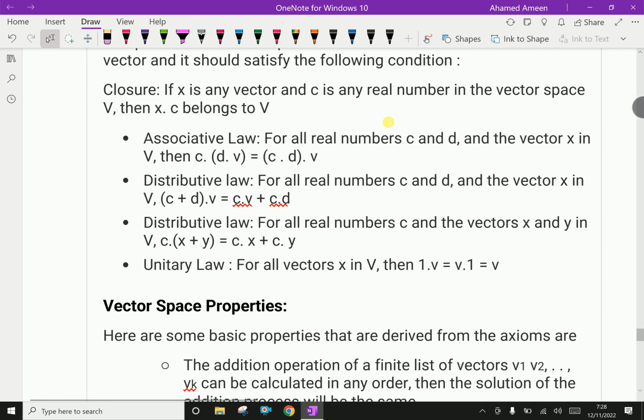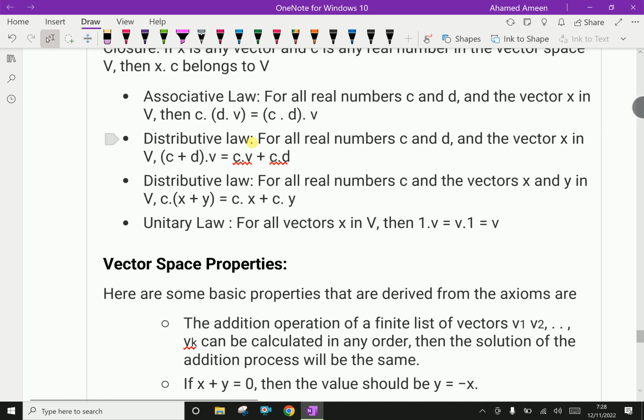We know that if x is any vector and c is any real number in the vector space, then we have the associative law in multiplication of a scalar with a vector. Here c dot d into v is equal to c dot d into v. That means the position is changed. That is, c is a constant with some vector, then dot vector. Then we can say c is multiplied with first this d vector, then it is multiplied with the v vector.